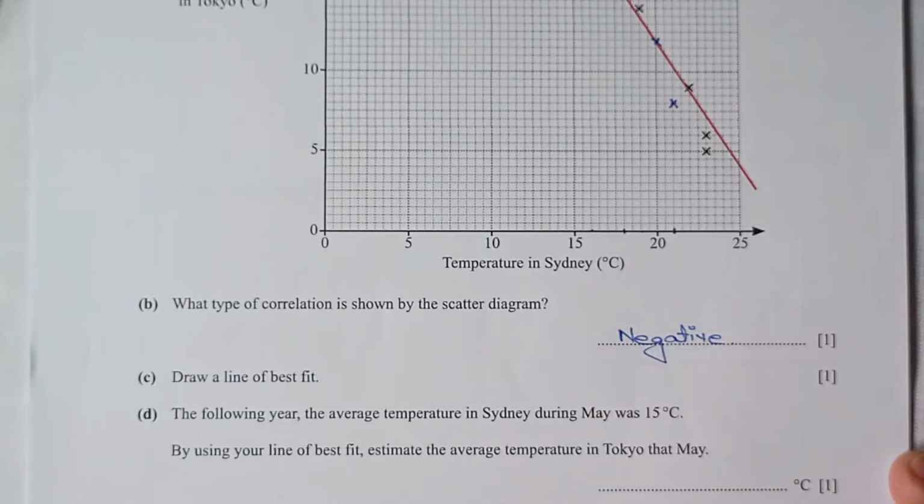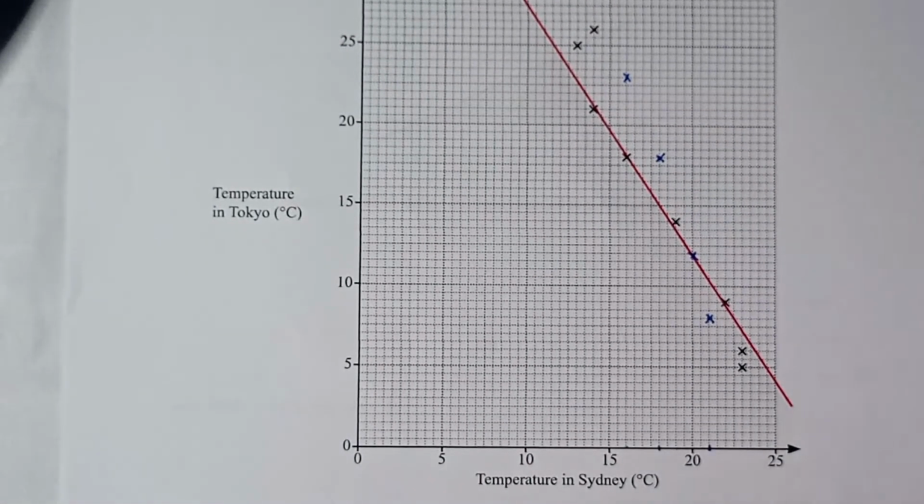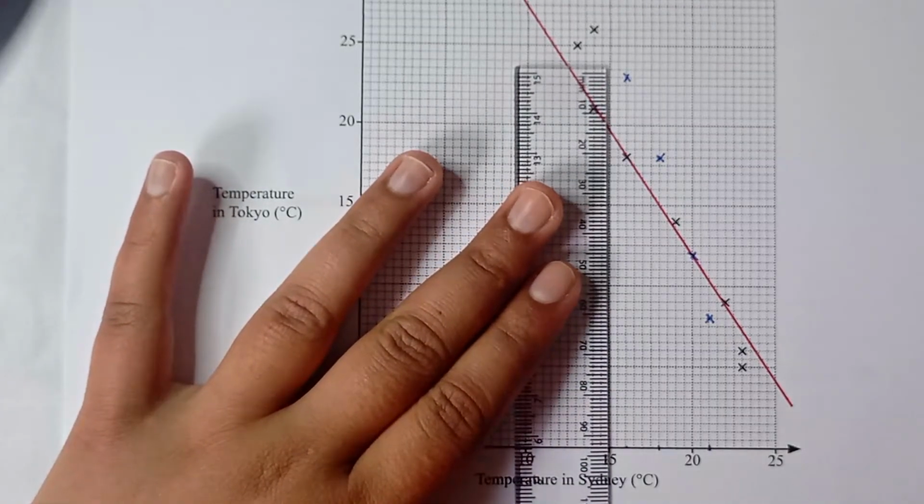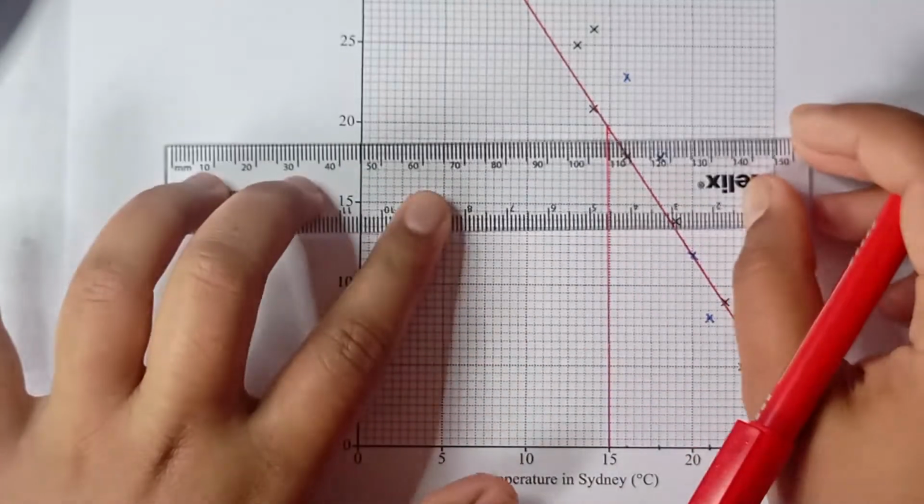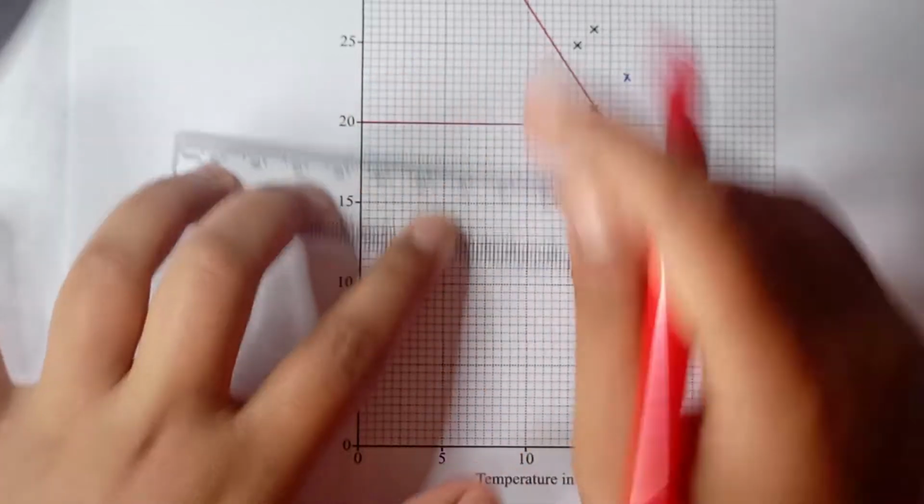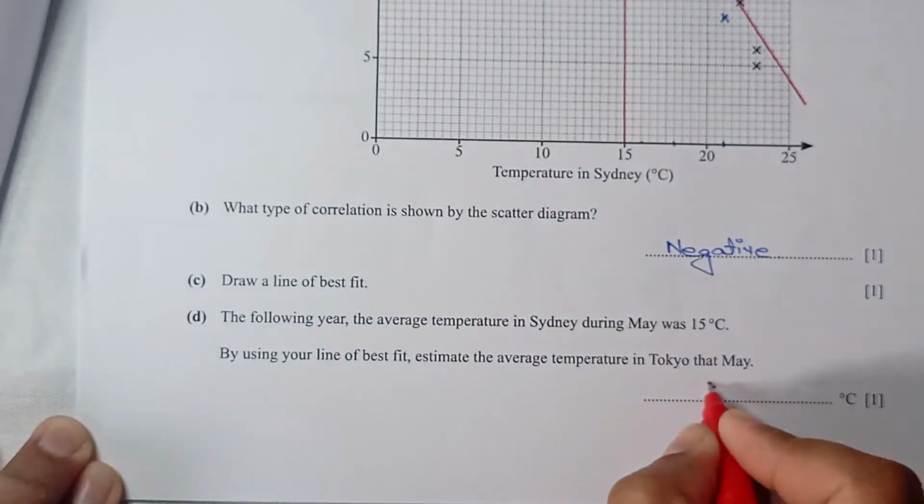Okay, for Sydney we have been given 15, we need to find for Tokyo. So for 15 we're using the line of best fit, if we can go to 15 and find the temperature in Tokyo, this is 20 degrees Celsius according to my line of best fit. So that temperature is 20.